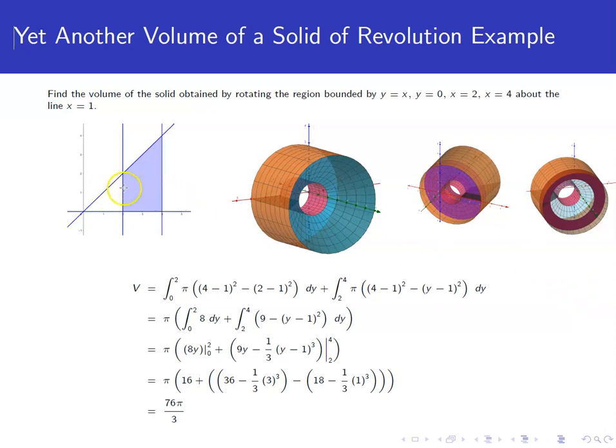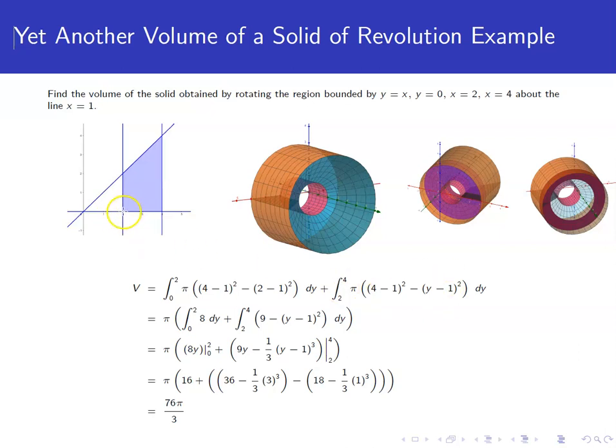All right, so we'll have to split it at 2. That's the y value here where our left bounding curve changes. So we'll have an integral from 0 to 2, and an integral from 2 to 4. We have washers in both cases, so I need a big radius minus a small radius in both cases.